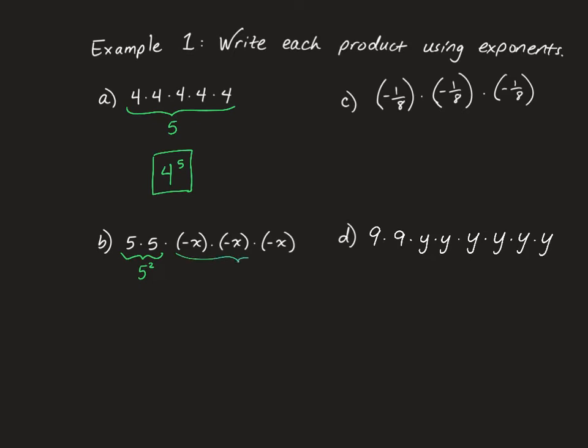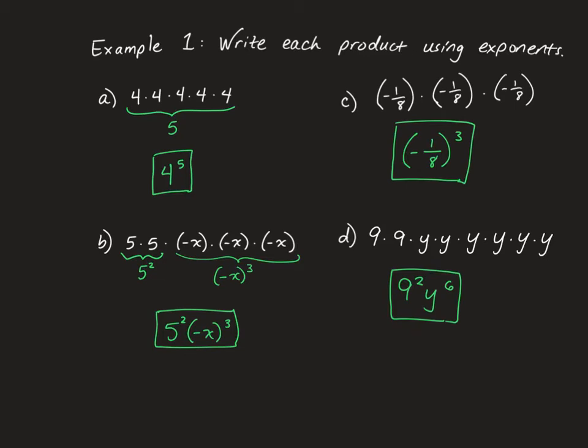And then over here, I have 3 negative x's. So that would be negative x to the power of 3. So my final answer is 5 squared negative x to the power of 3. I would like you to try letters C and D on your own, and then turn the video back on to see if you got it right.